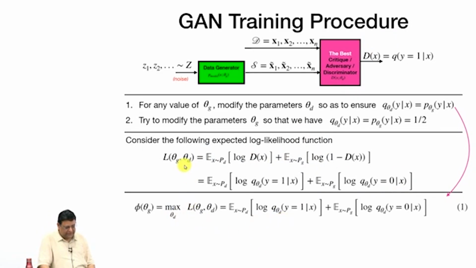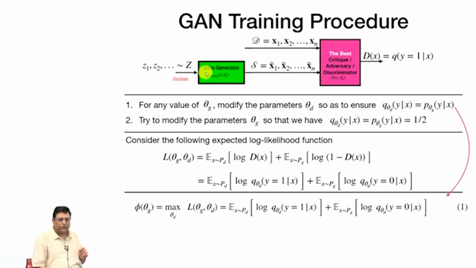So this function, L of theta g comma theta d, now you can connect from the first part of the story. We have a function of two variables, theta g and theta d. They are like x and y in the morning. What is theta d? These are the parameters of this network. What is theta g? These are the parameters of this network, right? So this is like f of x comma y from the morning, right?